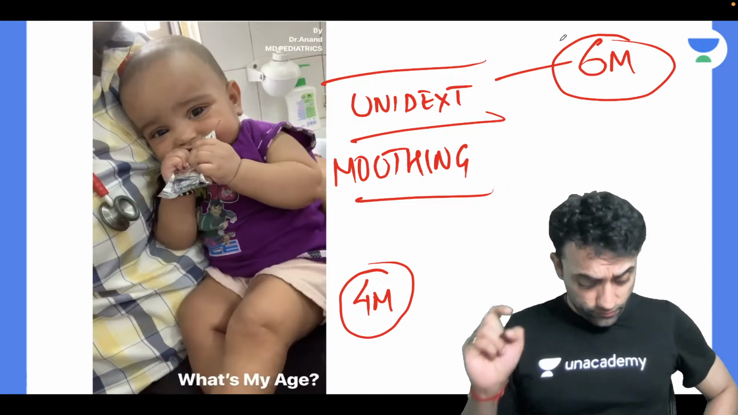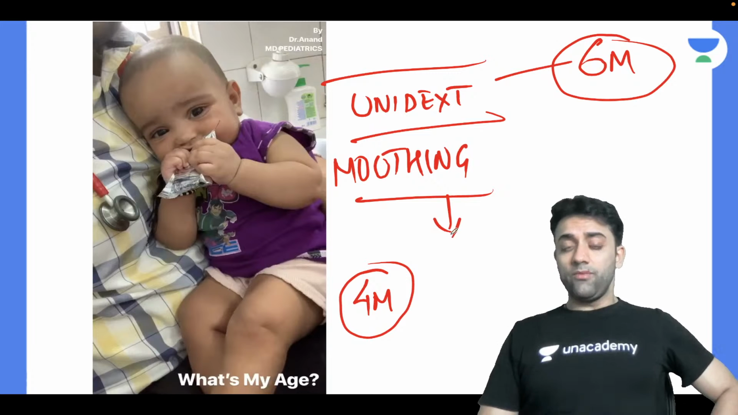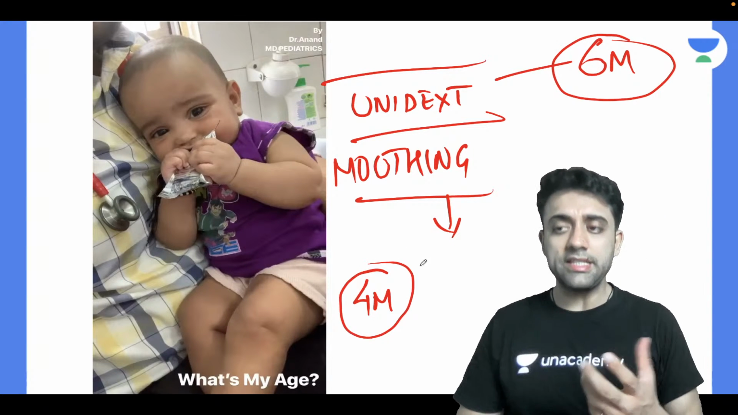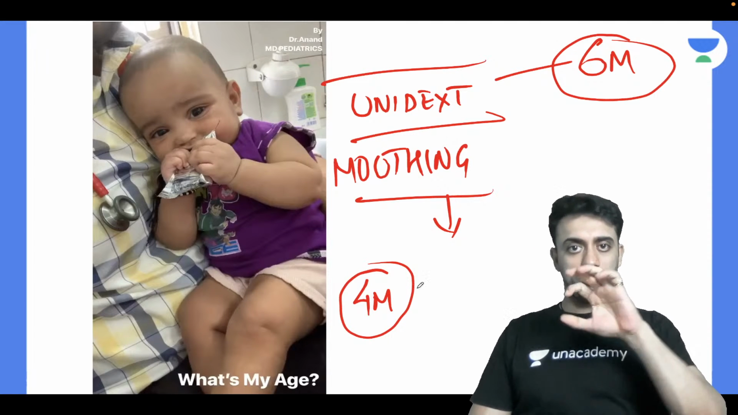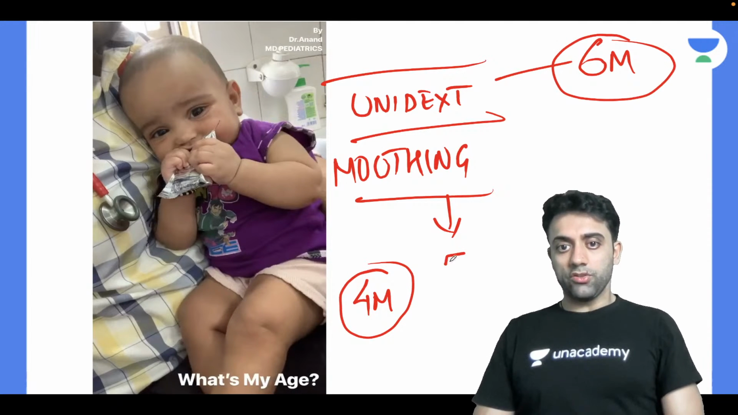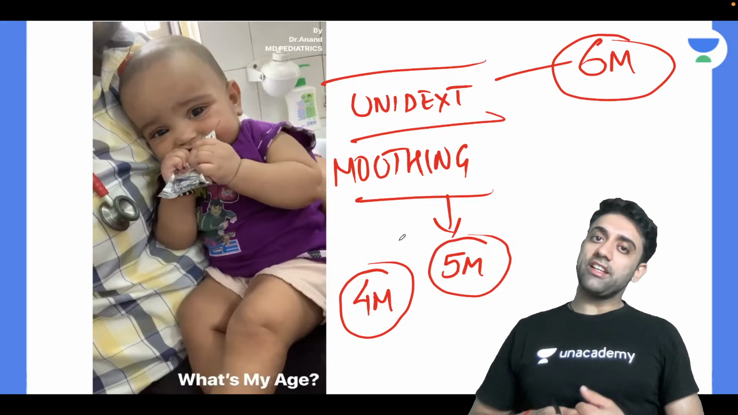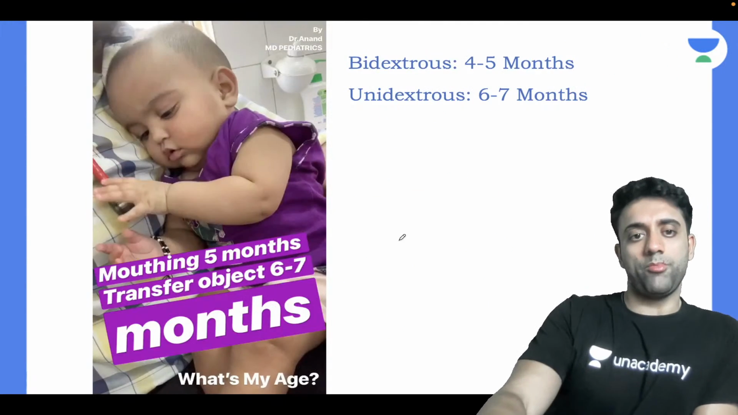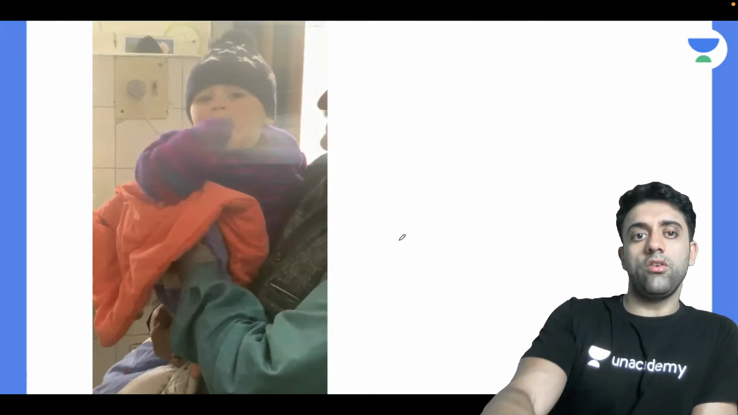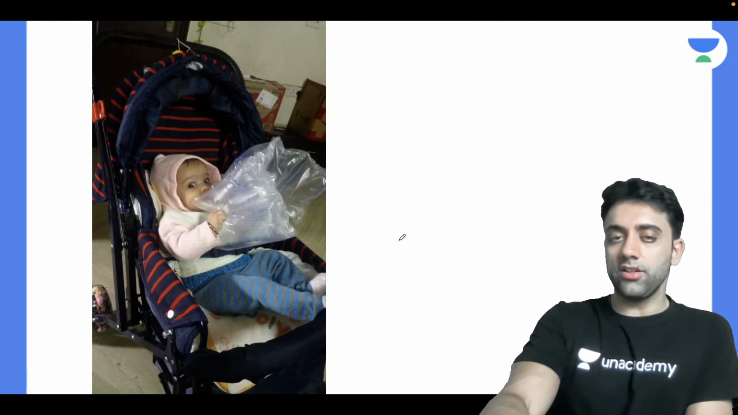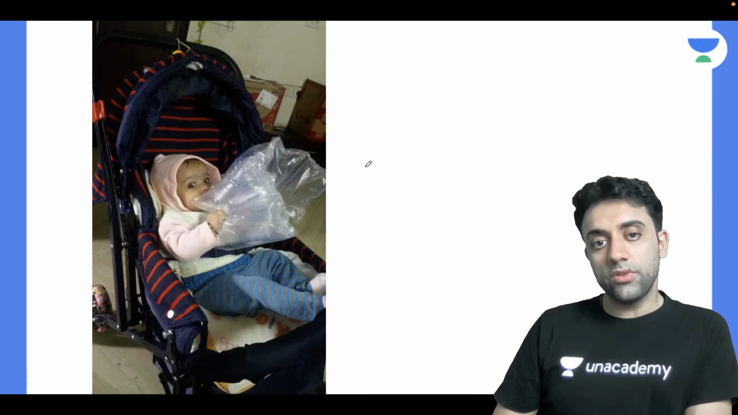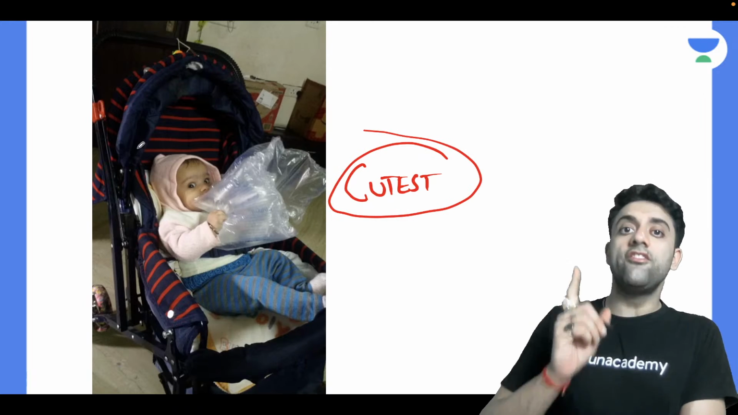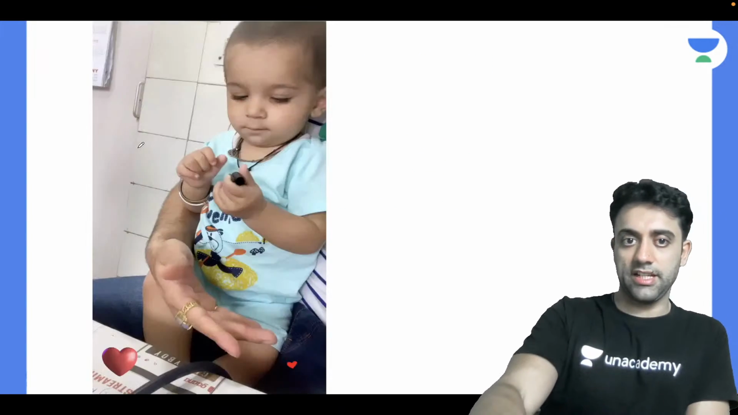Number two, very importantly, mouthing. Mouthing means whatever you give, he puts in the mouth. So mouthing comes by 5 months. That is also very important. You should know. Are you understanding? This is the cutest mouthing you can ever see. Mouthing comes by 5 months.